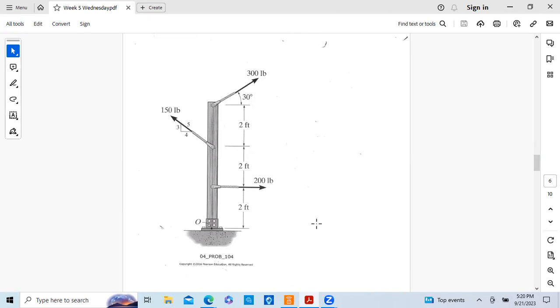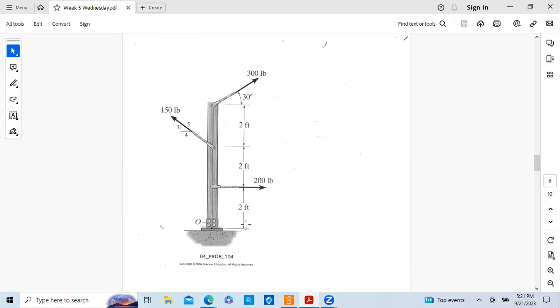This is a problem we're going to take a look at as an example problem. It's a vertical post. We've got 3 forces, a 300-pound force at an angle of 30 degrees, a 100-pound force. It's at a slope of 3, 4, 5, and we have a force perpendicular to the post, 200 pounds, and we give the dimensions 2 feet, 2 feet, and 2 feet at the bottom.